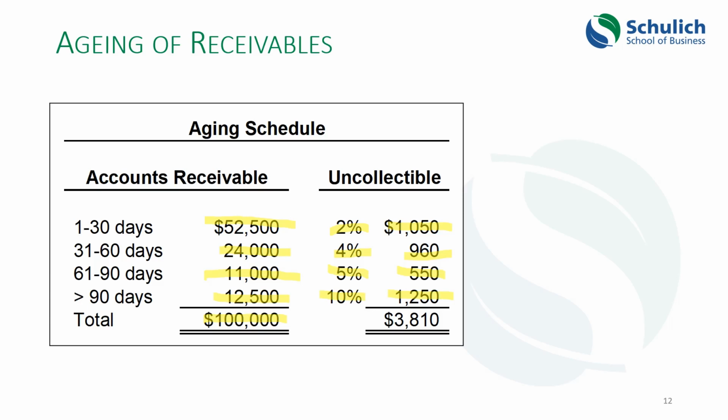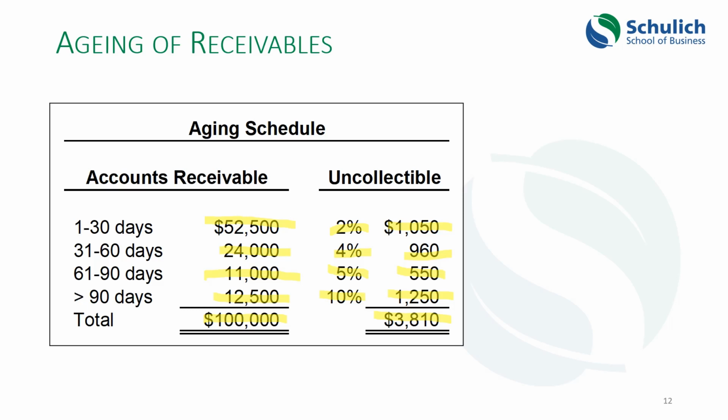Totaling those up gives us a total estimated uncollectible amount of $3,810. So what this means is that out of the $100,000, we're estimating, based on our past experience, that the amount in that $100,000 that we might not collect is going to be around about $3,810.